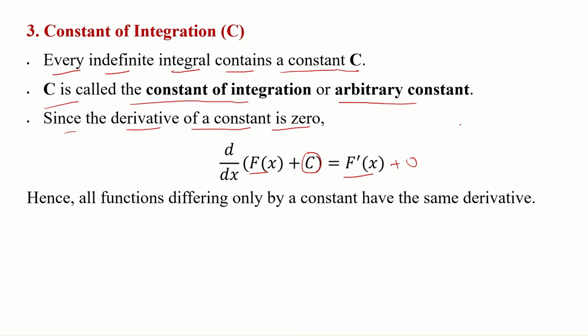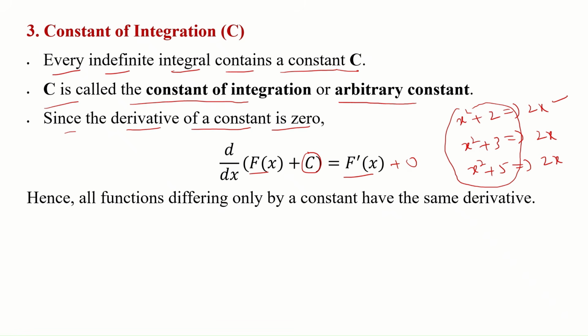For example, now x square plus 2, x square plus 3, x square plus 5. What is the differentiation of x square plus 2? 2x. What is the differentiation of x square plus 3? That is also 2x. What is the differentiation of x square plus 5? That is also 2x. It means that the differentiation of all the functions is the same, 2x.